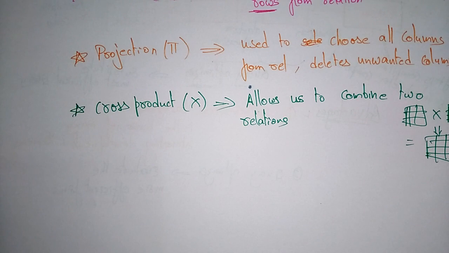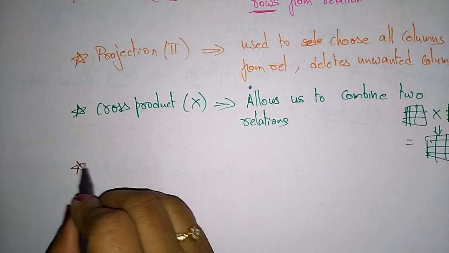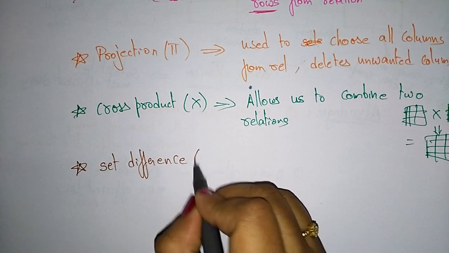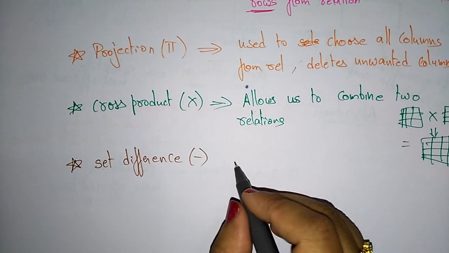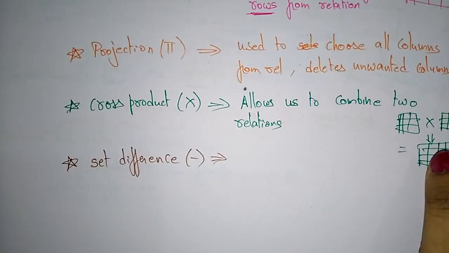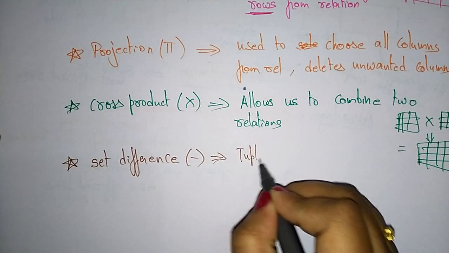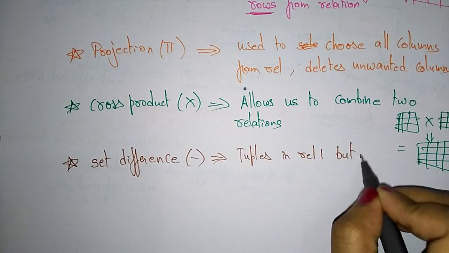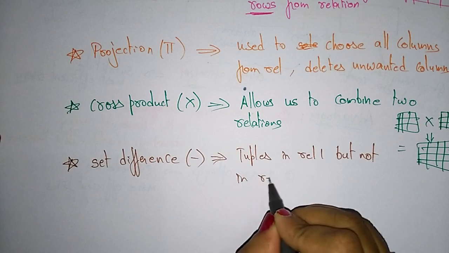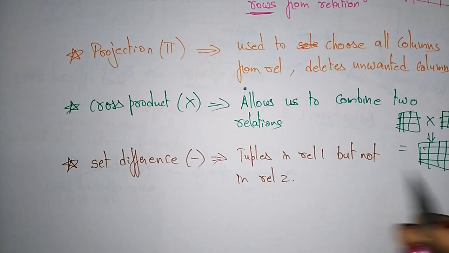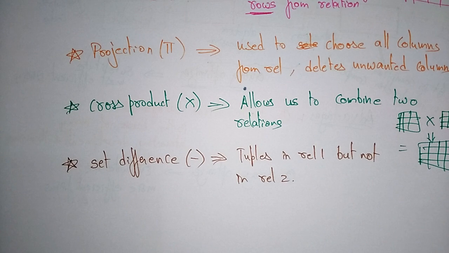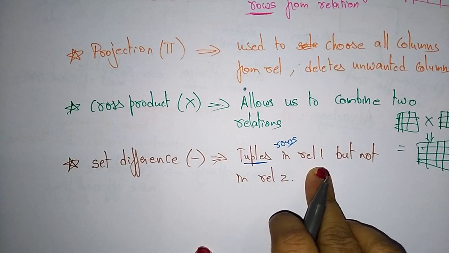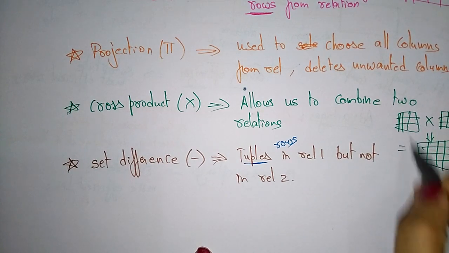And the next one is set difference. The operator symbol we use is minus. What is the use of the set difference? It gives the tuples that are in relation 1 but not in relation 2. What does that mean? Tuples are nothing but rows. Another name for tuples is rows. So it selects the rows that are present in relation 1 only.